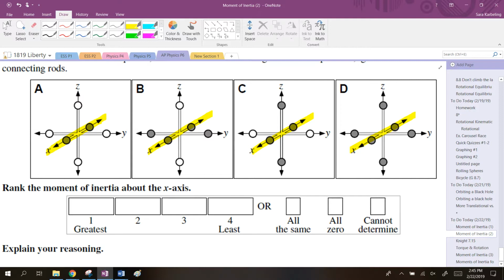I'm going to let you work on this. Talk to your table mates. I'll give you a couple minutes and then we'll discuss it.